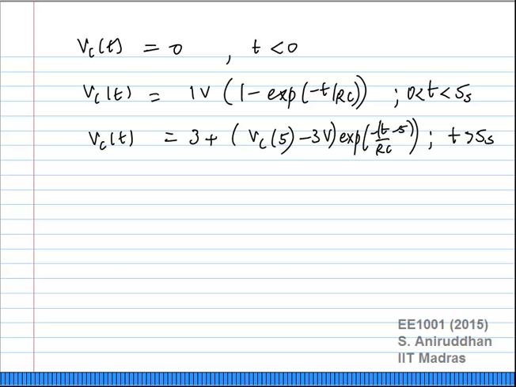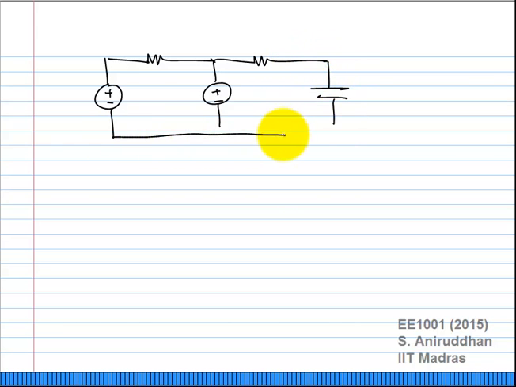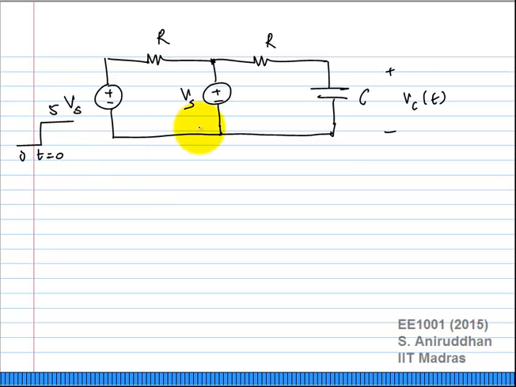Very good. Let us take a slightly different problem. Suppose I told you at t equal to 0, Vs goes from 0 to 5 volts. How will you find out Vc of t? So Vs goes from 0 to 5 at t equal to 0. You are interested in the solution only at t greater than 0. And same thing for this Vs also. How will you solve this problem? Any suggestions?